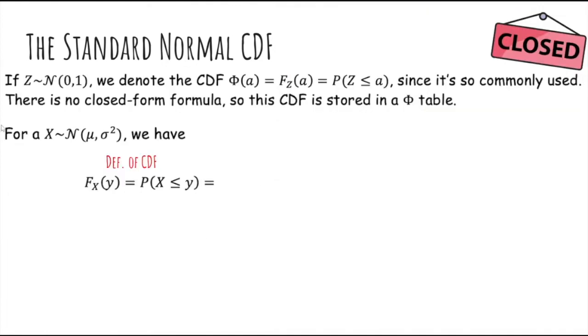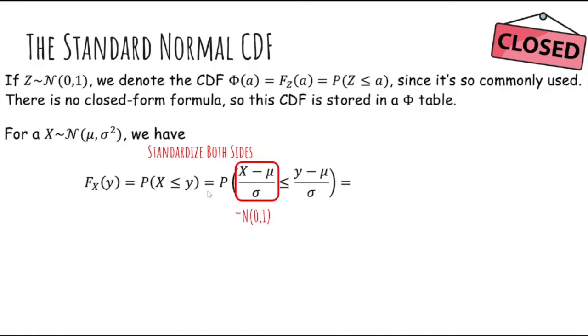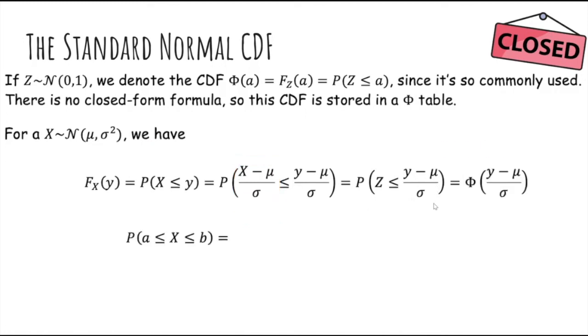In general, if X is normal with a different mean mu and variance sigma squared, we can use the standard normal CDF to find its CDF. The CDF of X is the probability that big X is less than or equal to some value little y. If you standardize both sides, subtracting the mean and dividing by the standard deviation, we get this. Notice that this expression here is a standardized normal, which is normal(0, 1). So that just becomes the probability that the standardized normal is less than or equal to (y minus mu) over sigma, and that's just phi of that. That's how you compute the CDF of X. What about the probability that X is between a and b? By a previous video, that's just the CDF at b minus the CDF at a. So that's phi of the standardized b minus phi of the standardized a.